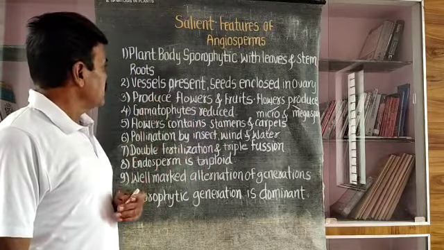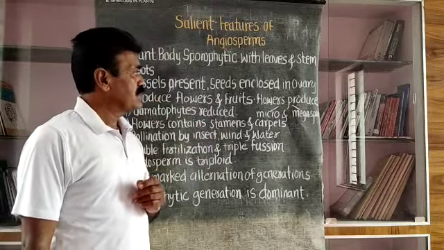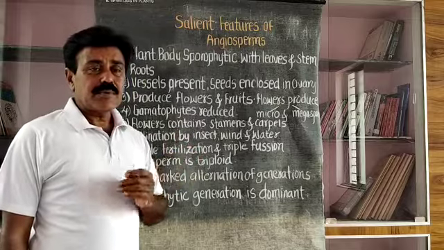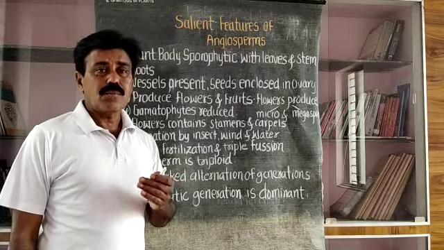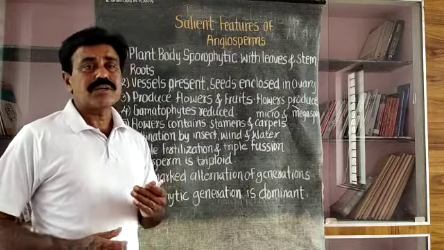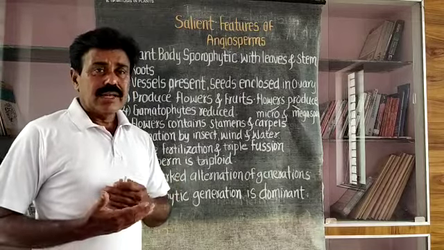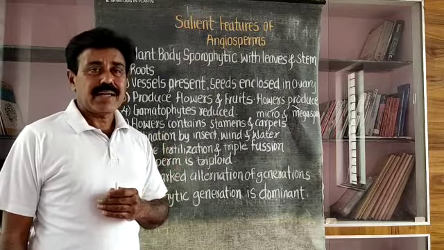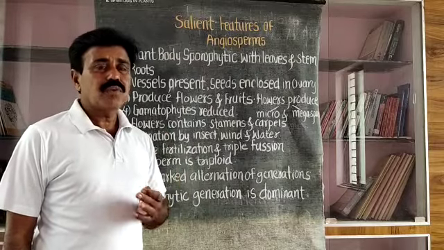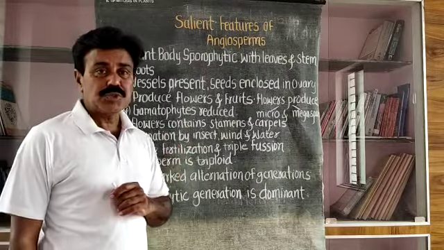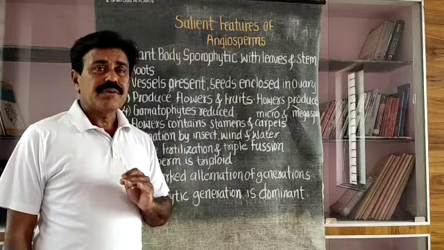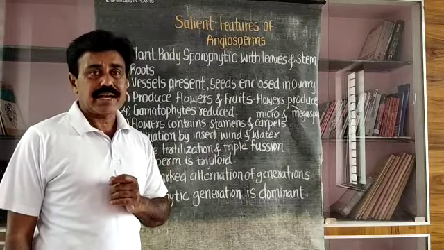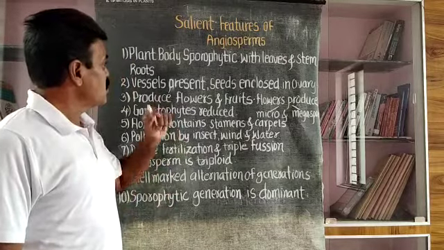Then the second character is that vessels are present and seeds are enclosed in the ovary wall. That means vessel is one type of element. Xylem is a complex tissue, and in this complex tissue there are 4 elements. These are called vessels, tracheids, xylem fibers and xylem parenchyma, and all 4 types of xylem elements are present in angiosperms, while in gymnosperms the vessels are absent. Only 3 xylem elements are there, that is tracheids, fibers and parenchyma. This is the second difference between gymnosperms and angiosperms.